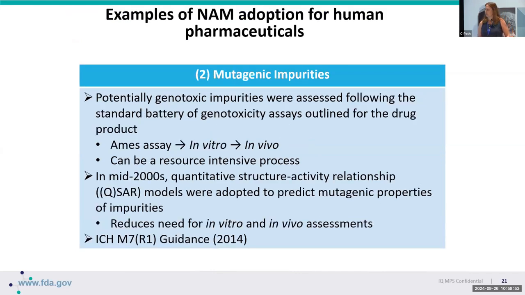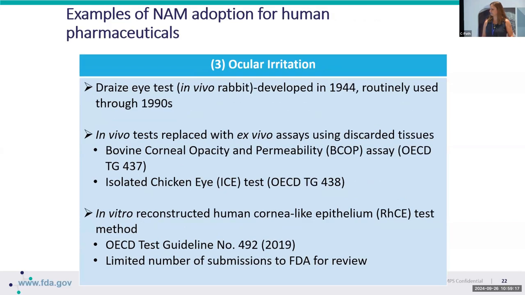Mutagenic impurities is another one, in the mid-2000s when QSAR came about. Now we're using QSAR computational analysis to look at the risk of potentially mutagenic impurities instead of doing other in vitro or in vivo animal models to assess that risk. And again, a guidance came about in 2014. Ocular irritation is another great example, where we used to do rabbit Draize tests in vivo. Those are not done anymore. They've been successfully replaced with various in vitro assays.